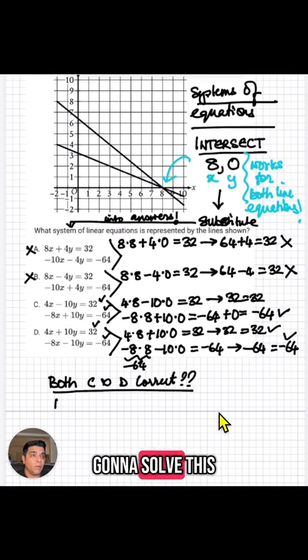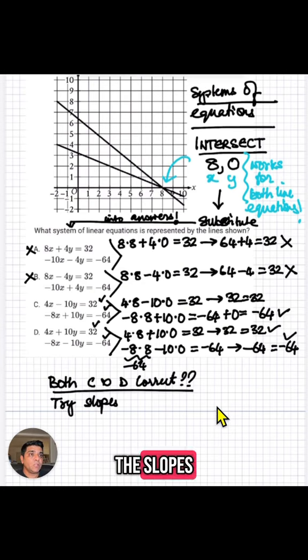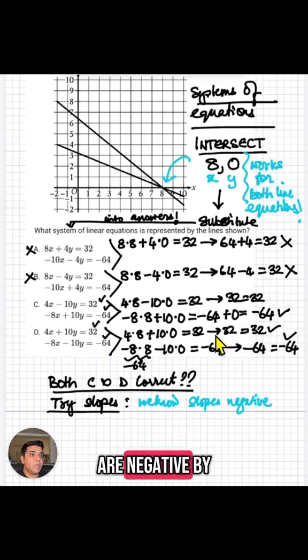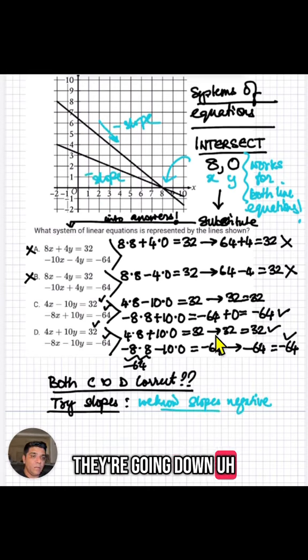So how are we going to solve this? Well, let's take a look at the slopes. The slopes of both lines are negative. We know the slopes are negative by looking at the graph up here. Both are going down from left to right.